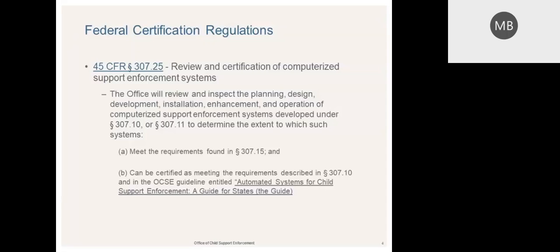Regulations 307.10 and 307.11 relate to the FSA 88 and parole functional requirements, and Regulation 307.15 relates to the advance planning document requirements. All the functional requirements are addressed in the Federal Certification Guide entitled Automated System for Child Support Enforcement, a Guide for STIC, also known as the Guide.